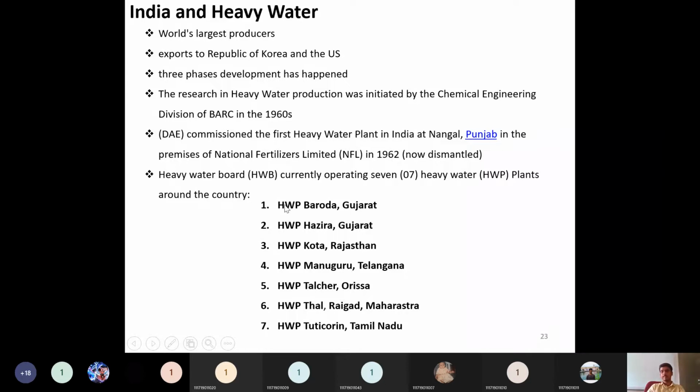Where are they located? Heavy Water Plant Baroda in Gujarat, Heavy Water Plant Hazira in Gujarat, Heavy Water Plant Kota in Rajasthan, Heavy Water Plant Manuguru in Telangana, Heavy Water Plant Talcher in Orissa, Heavy Water Plant Thal, Raigad in Maharashtra, and Heavy Water Plant Tuticorin in Tamil Nadu. All these 7 heavy water plants are in operation in India right now, with their installed capacities.